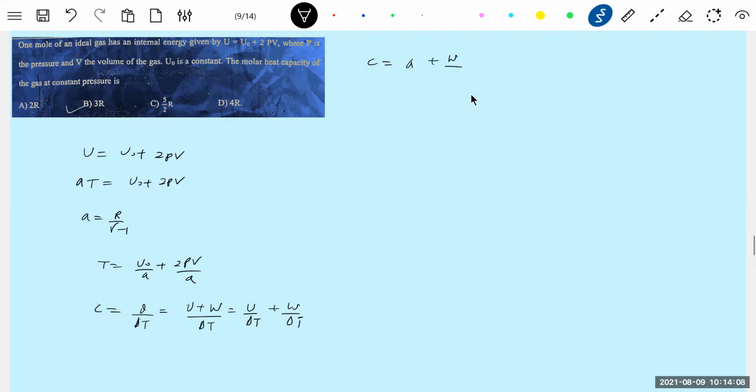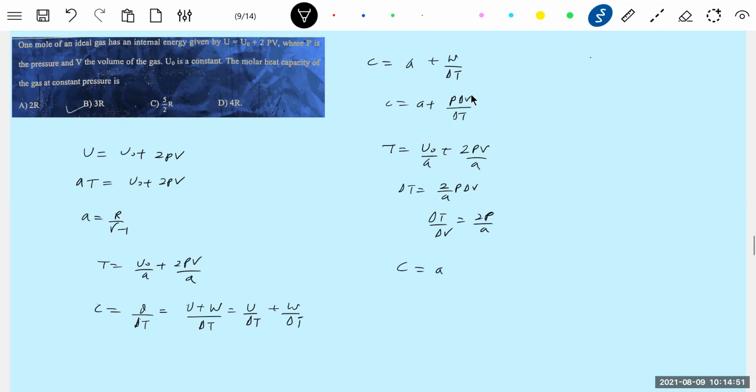A plus W by delta T. W is what? P dV. P anyway himself has kept constant here. So we'll calculate now delta V by delta T. So we have the equation delta T is equal to 2 by A P delta V. So delta V by delta T is equal to 2P by A.